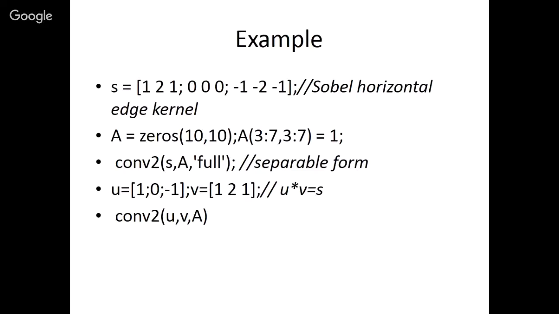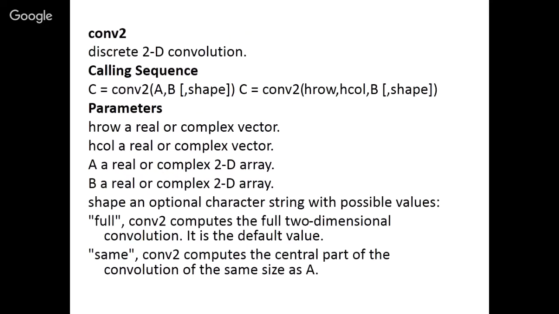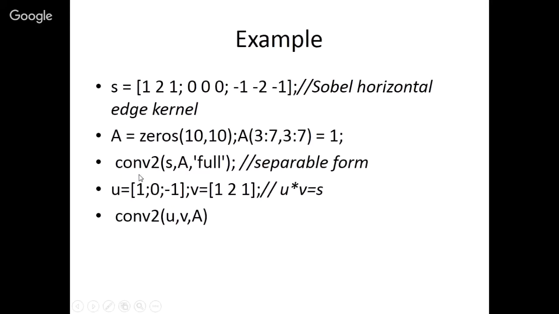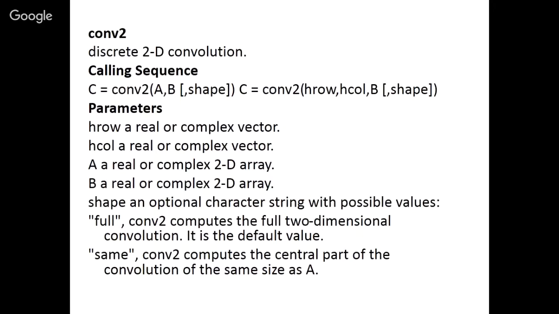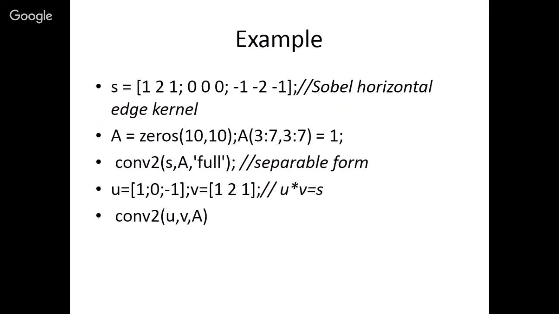Now we are doing the first option, that is A comma B and shape. So we use CONV2 with S as one matrix, A as another matrix, and the option full. After that, what if we try the other option, H row and H column? So we are taking two vectors, 1, 0, -1 and 1, 2, 1. These are the two we have taken.